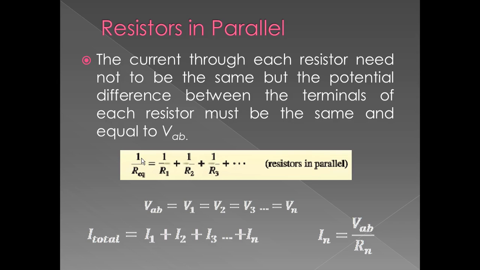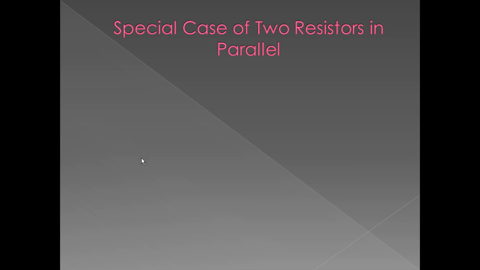So therefore, in order to get the equivalent resistance of the set of resistors connected in parallel, we simply get the sum of reciprocals of the individual values of the resistances for all the resistors connected in parallel.